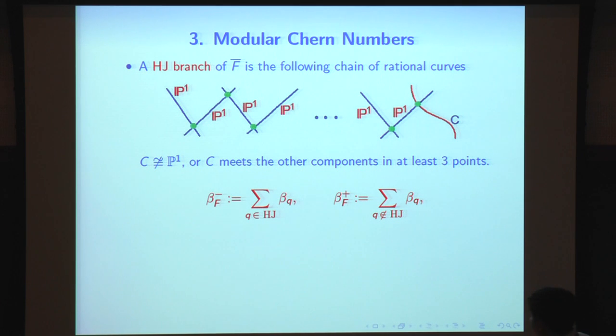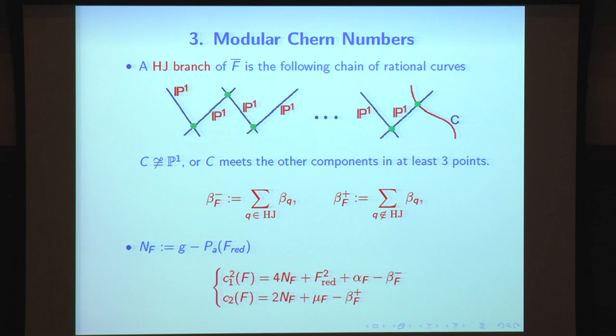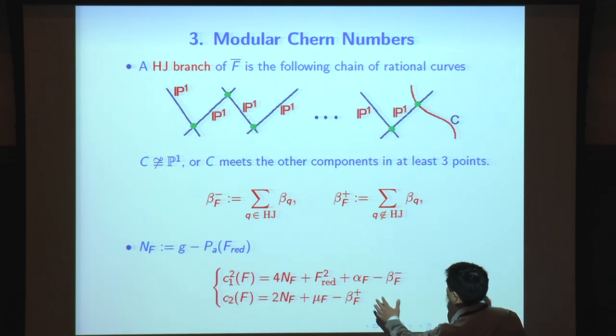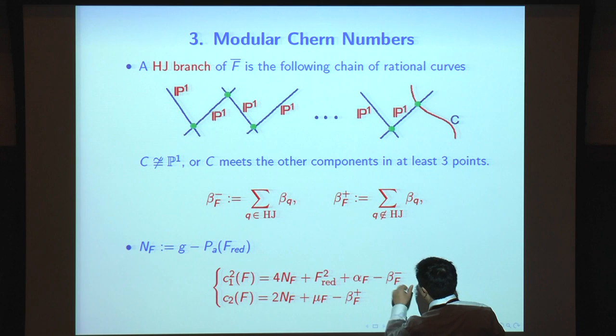Then we can define beta F minus and beta F plus. Beta F minus is the sum of beta Q, where Q is a singular point in the Hirzebruch-Jung branch; this contribution is denoted by beta F minus. Otherwise, the contribution is denoted by beta F plus. So this is our local invariant. N F is g minus this one. So we have explained the 4 terms: alpha F, mu F, beta F.